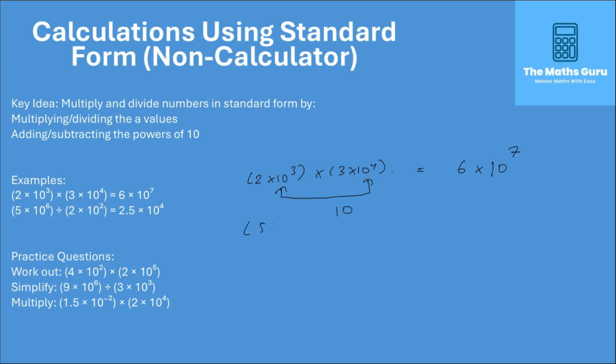Again, we have 5 times 10 to the 6 divided by 2 times 10 to the 2. 5 divided by 2 is 2.5. Then for 10 to the 6, the bases are the same and the operation we're applying is divide, so we subtract the powers. So times 10 to the 4.